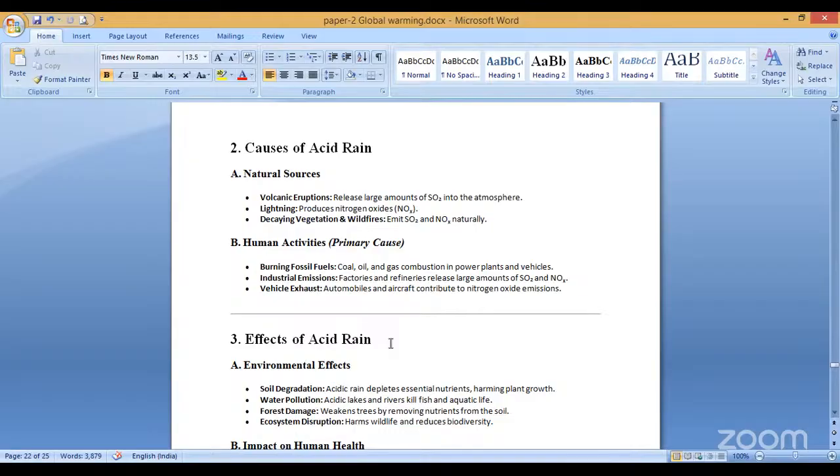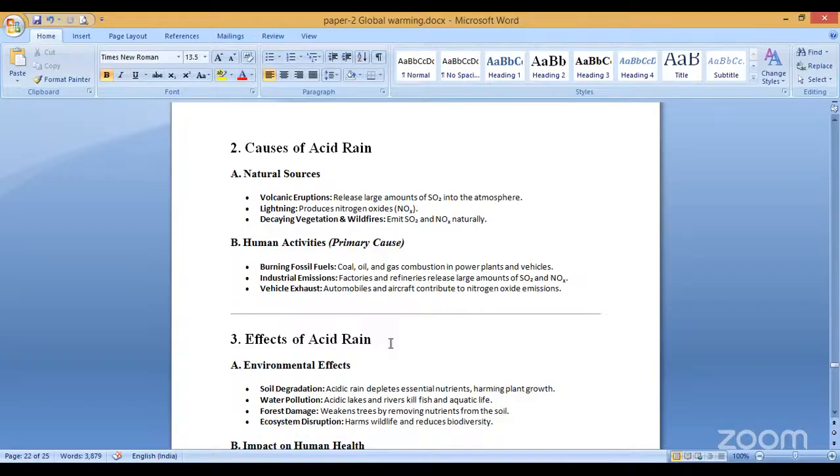Then coming to the next one, human activities, a primary cause. Burning fossil fuels: coal, oil, and gas combustion in power plants and vehicles also. Then the next one is industrial emissions. Factories and refineries release a large amount of sulfur and nitrogen compounds. Vehicle exhausts: automobiles and aircraft contribute to nitrogen oxide emissions.